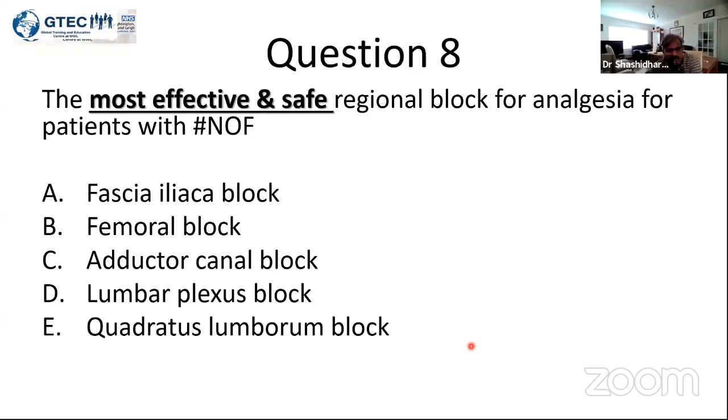Excellent. 71% said option A. The fascia iliaca block is actually the most effective block because it does produce blockage of the lateral cutaneous, obturator and femoral nerves consistently, far more than a femoral block alone.